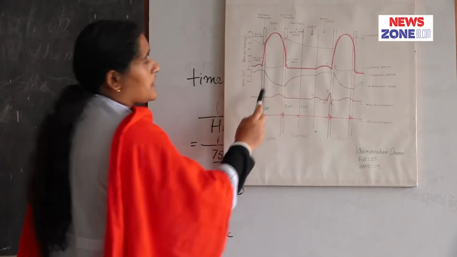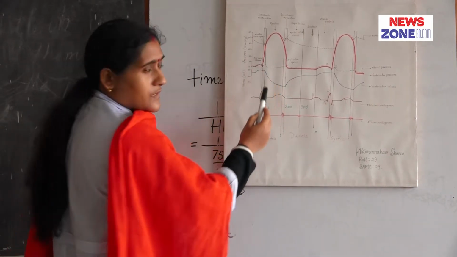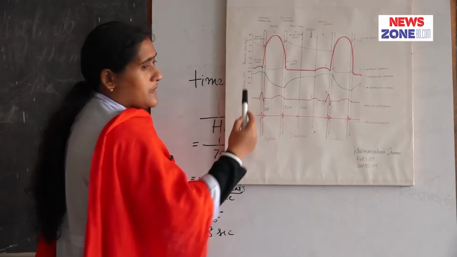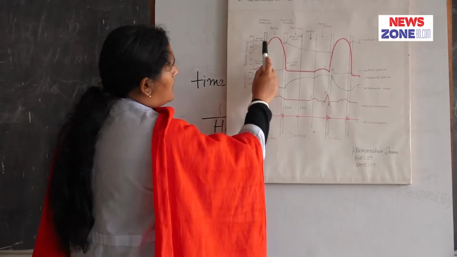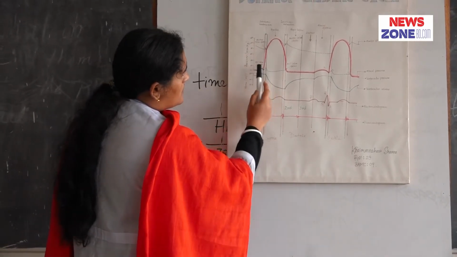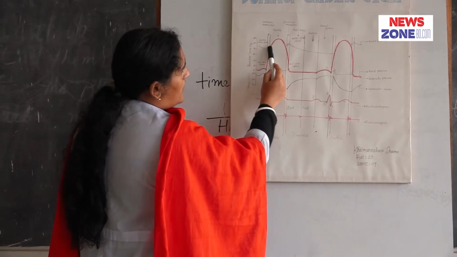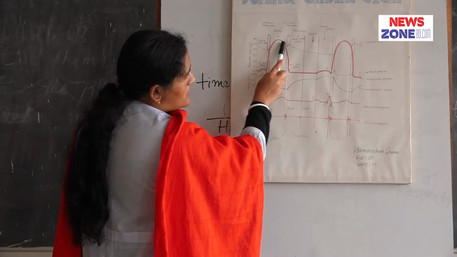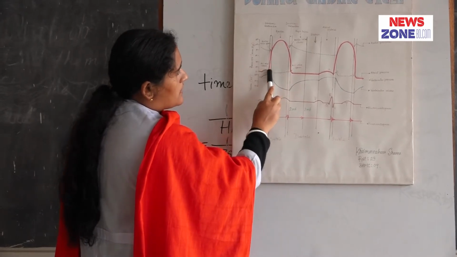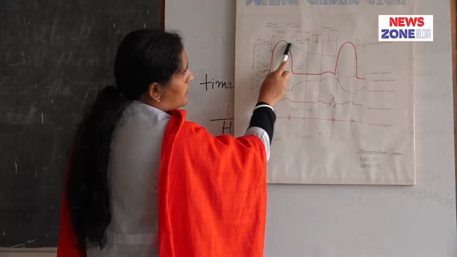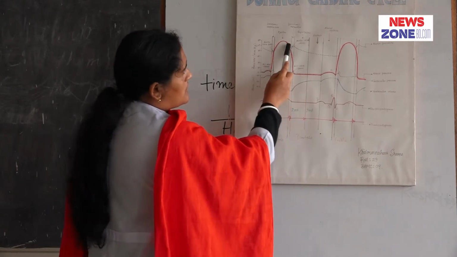In ventricular systole there are three phases present, as I also told previously in this figure. This portion is isovolumic contraction phase, this is rapid ejection phase, and this is slow ejection phase. This is ventricular systole, and from here ventricular diastole starts.